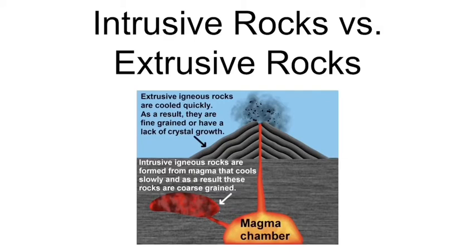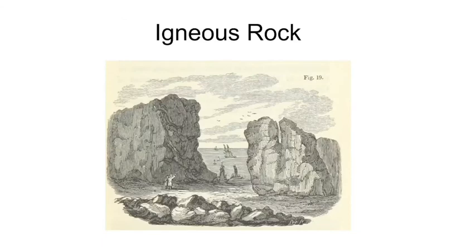Both intrusive and extrusive rocks are igneous rocks, rocks that are formed from magma or lava. Igneous comes from the Latin word ignis, which means fire. Even though intrusive rocks and extrusive rocks are both igneous rocks and have similar compositions, they can have many differences in their texture and structure.